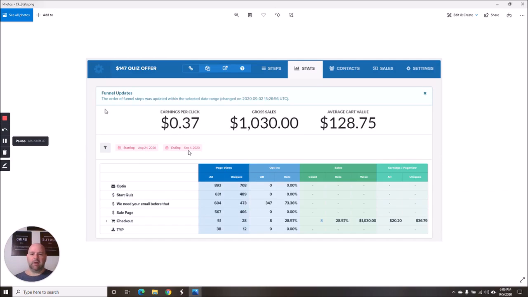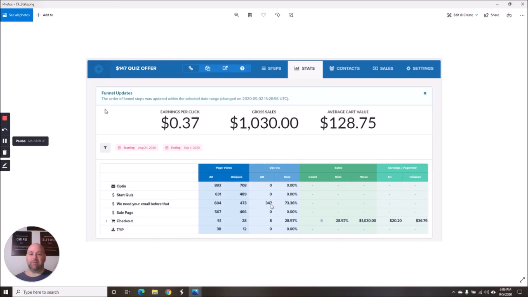Okay, so now we're looking at the ClickFunnels results for that same time period, August 24th to September 4th. We built this one in ClickFunnels, and you could see right here that the opt-in unique visits were 708, 489 started the quiz. We ended up getting 347 opt-ins. So again, when you look at the cost per lead plus the opt-in rate, which is 49%.